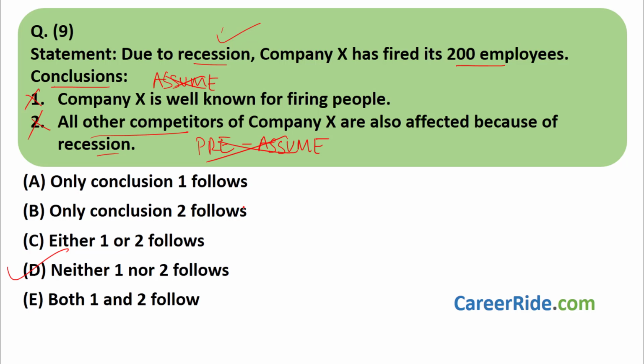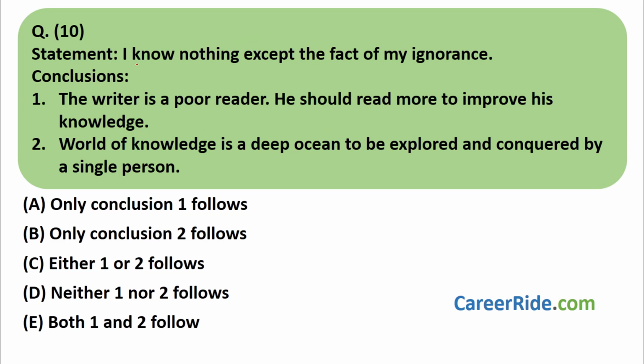Going to the next question. Statement: I know nothing except the fact of my ignorance. Conclusions: The writer is a poor reader. He should read more to improve his knowledge. World of knowledge is a deep ocean to be explored and conquered by a single person. Now over here the statement is I know nothing except the fact of my ignorance. That means the person knows nothing except one fact, that the person is ignorant. Now the conclusion. First is the writer is a poor reader. He should read more to improve his knowledge.